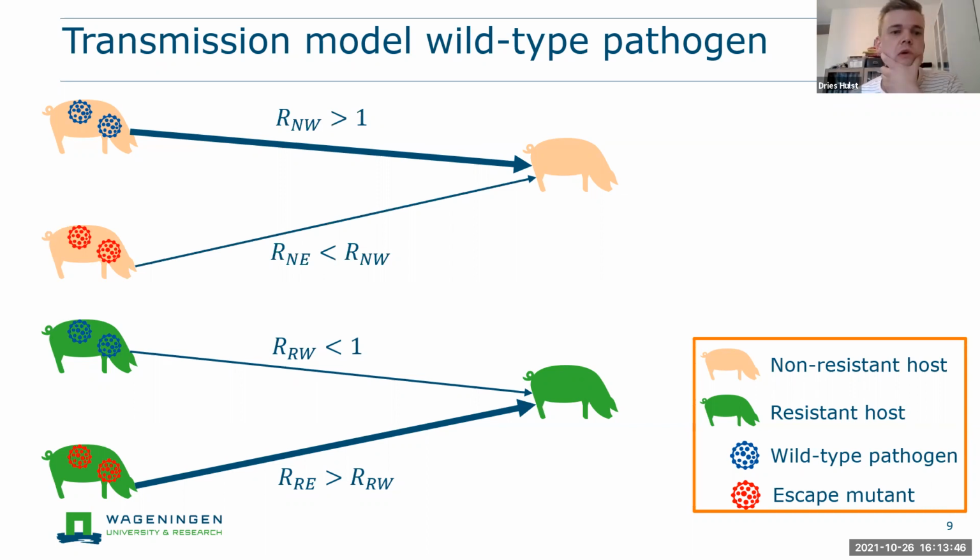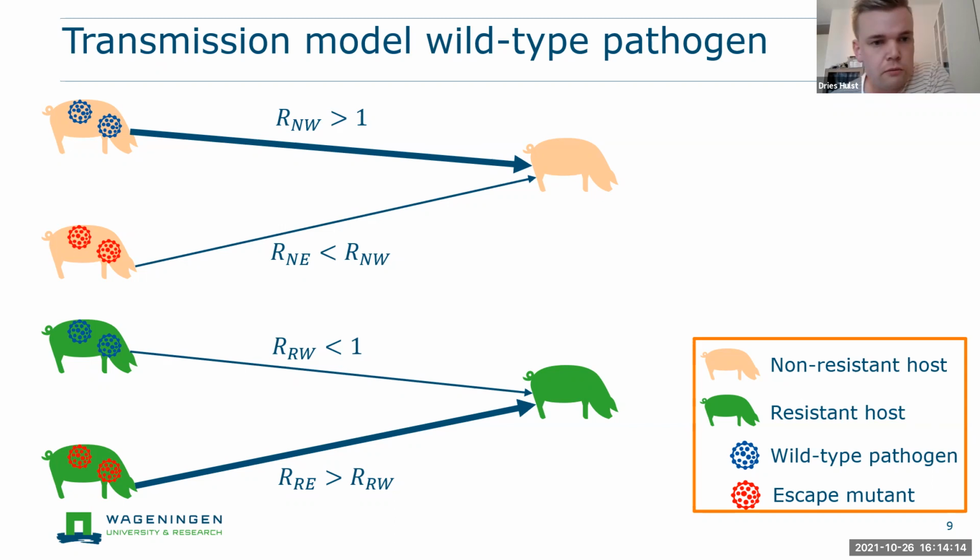So the reproduction ratio on the bottom of the slide, of the escape mutant in resistant hosts, is by definition higher than the reproduction ratio of the wild type, because that escape mutant can by definition escape the host resistance. Which means that the mutant can spread better in resistant hosts than the wild type.